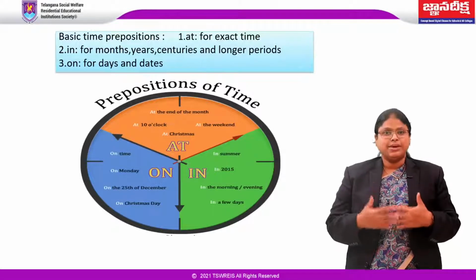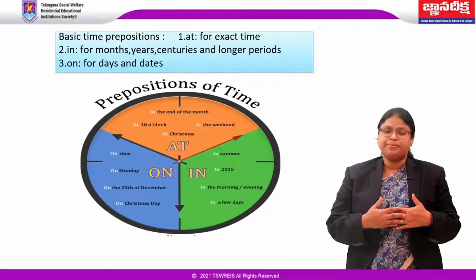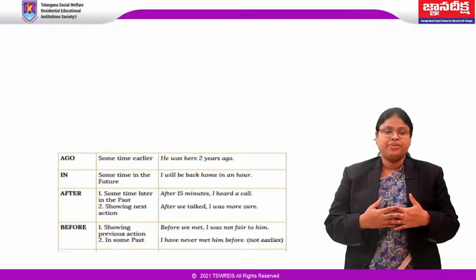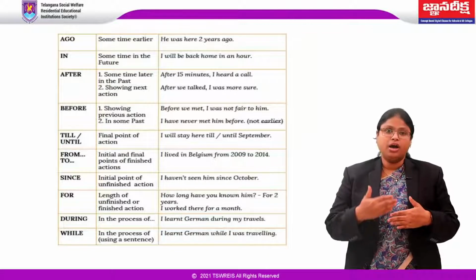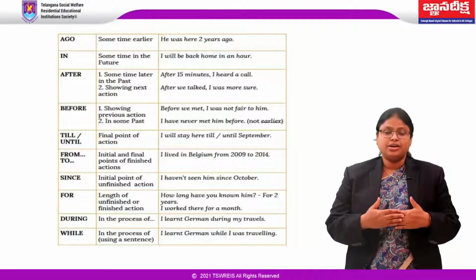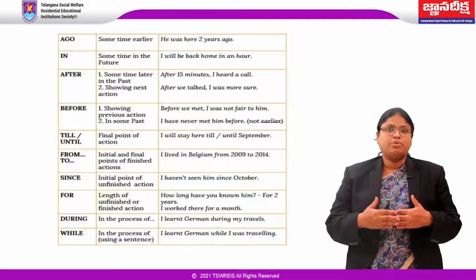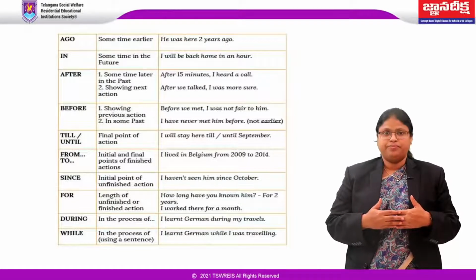Let us look at some more examples of prepositions of time, like ago. Ago means sometime earlier. He was here 2 years ago. In: it means sometime in the future. I will be back home in an hour.